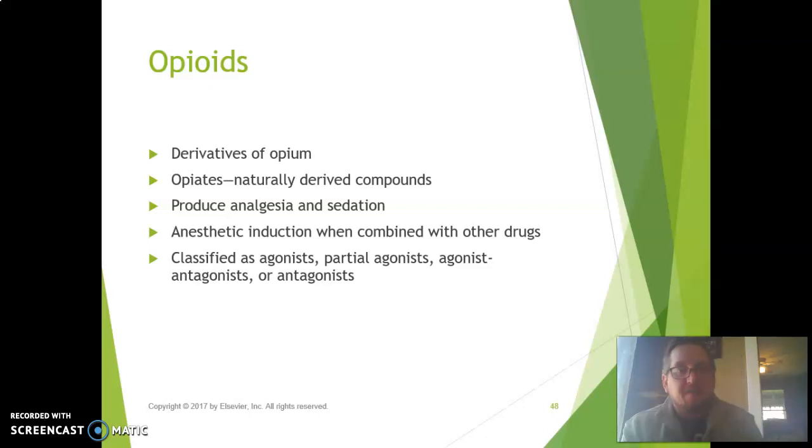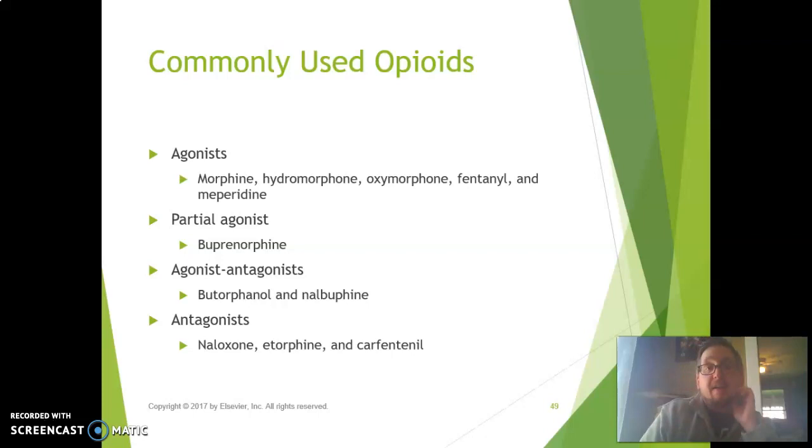They're classified as agonists, partial agonists, agonist-antagonists, or straight full-blown antagonists. Agonists like morphine, hydromorphone, oxymorphone, fentanyl, and methadone are all considered pure agonists. A pure agonist stimulates the mu receptor in the body. A mu receptor is one of the three receptors in the body that produce the effect we see when an opioid is given. Partial agonists like buprenorphine, which is a very strong partial agonist. Agonist-antagonists like butorphanol and nalbuphine, and antagonists like naloxone, atropine, and carfentanil.